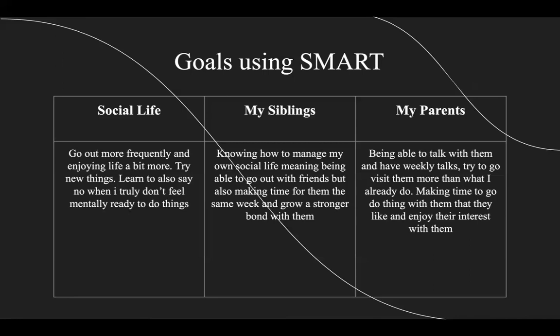Another one of my goals with my parents would be to try to go visit them more than what I already do, just because again, when my brother's addiction happened, I just stopped going over there because I felt it was too much for me mentally. Making time to do things with them that they like and enjoy, their interests, such as my mom. I would not really hang out with my mom as much, and we were so close.